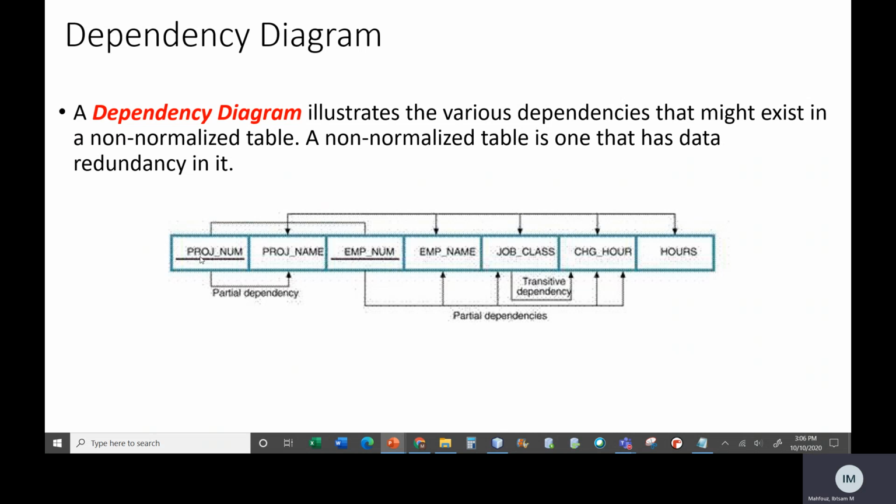The same with the project number. The project name has a partial dependency on the project number. It doesn't depend on the employee. So here I see a partial dependency. And so you can keep drawing these out, and sometimes it helps with normalization. So it's just a technique. I'm not going to ask you to do one of those diagrams, the dependency diagram, but if you see one of these, I just want you to know what it is.